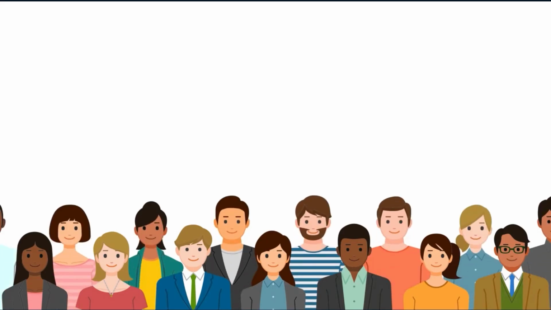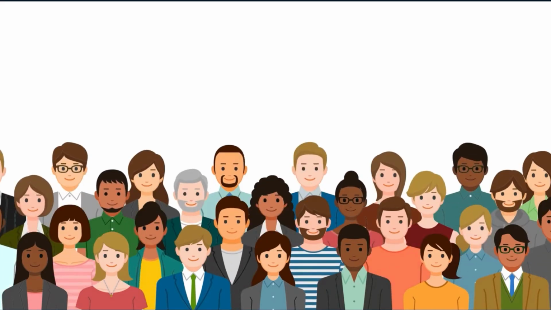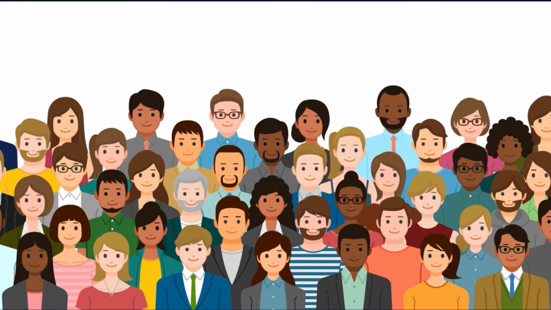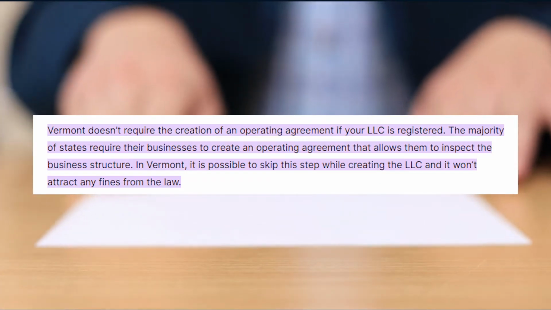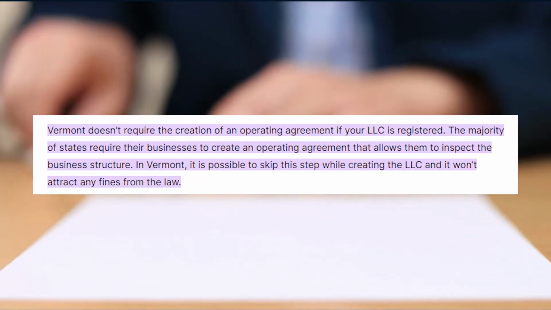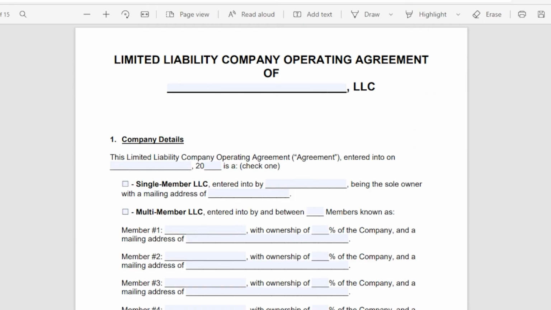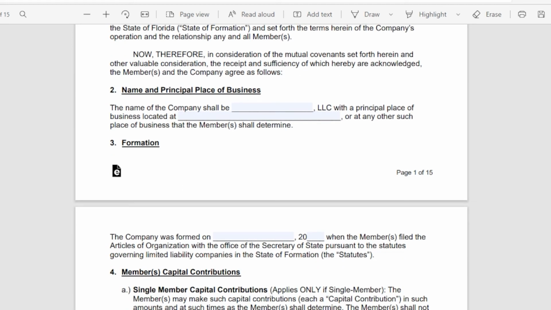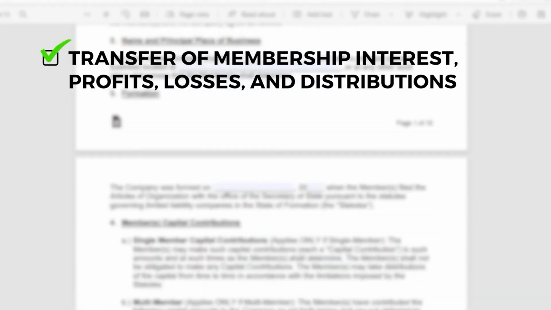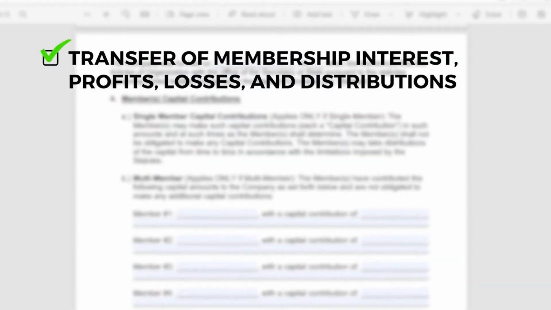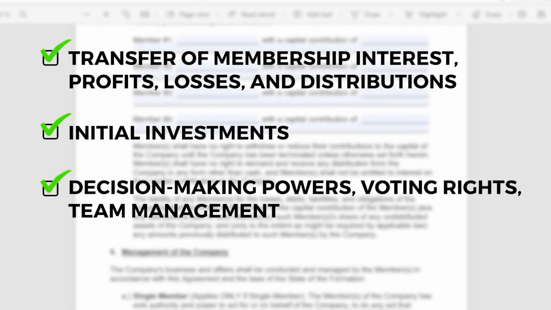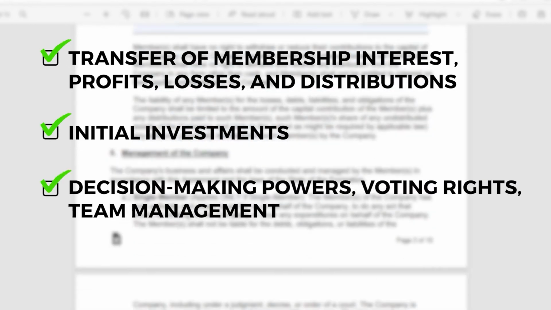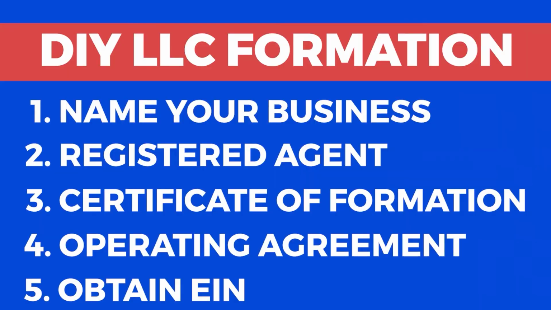Now, an operating agreement is a good idea to have in place with the other members if your LLC has more than one member. Although a limited liability company operating agreement is not required for Vermont, your operating agreement should clarify how your company or business will handle big picture issues. These include the transfer of membership interest, profits, losses and distributions, initial investments, decision-making powers, voting rights, team management, and lastly, dissolving the business.